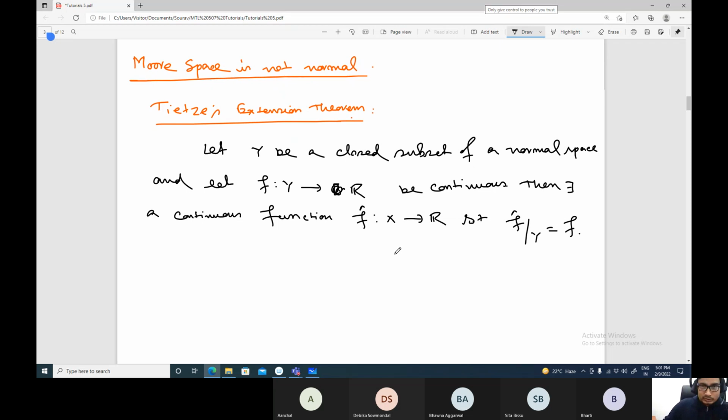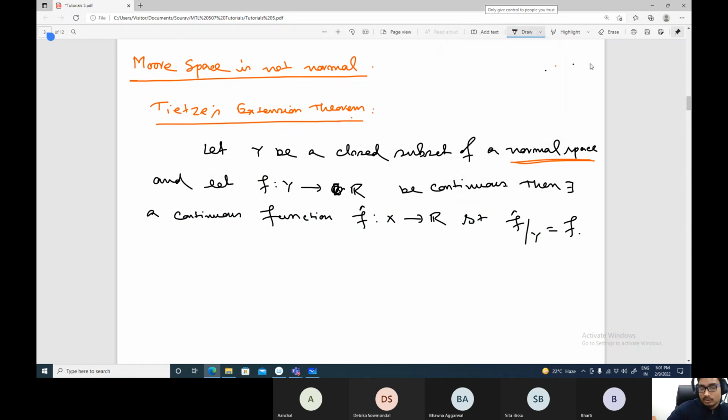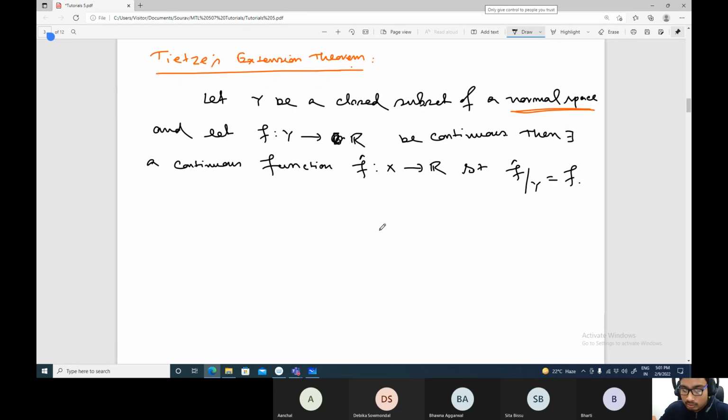We will use this one to prove that the Moore space is not normal. So here the normal space is important. This holds only in normal spaces. We'll prove that we can find some functions which cannot be extended in Moore space, and therefore it is not normal. We will use this argument. Okay.